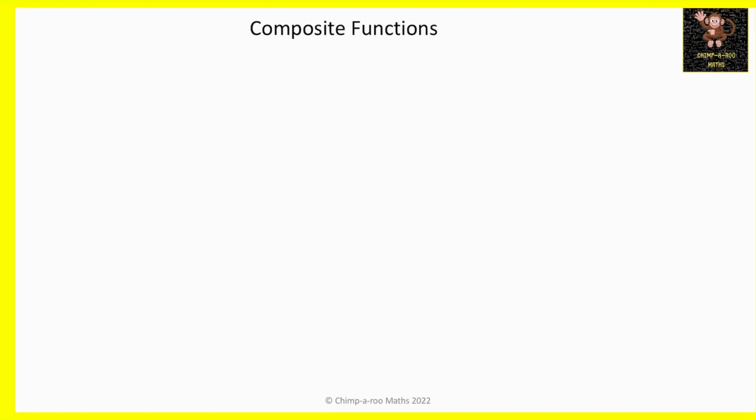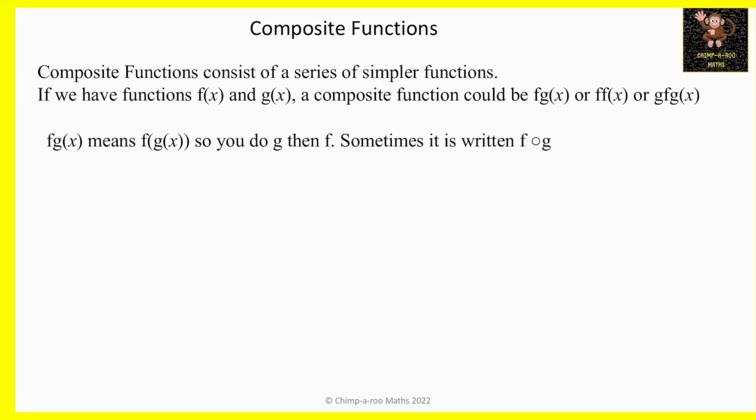Composite functions. Composite functions consist of a series of simpler functions. If we have the functions f of x and g of x, a composite function could be of the form fg of x, or ff of x, or gfg of x. The fg of x means f of g of x. So you do the g first, then the f.